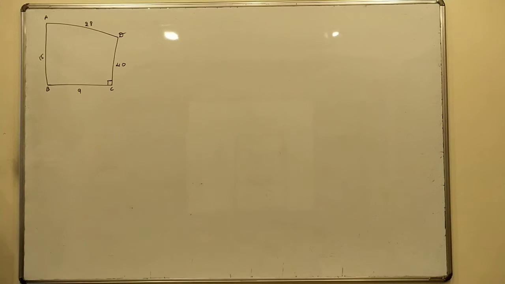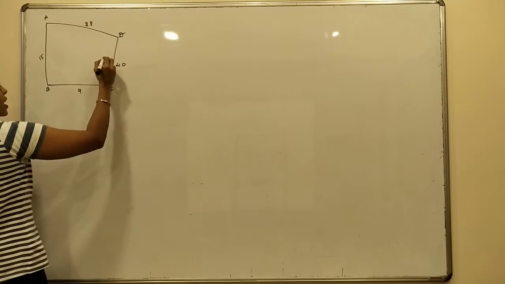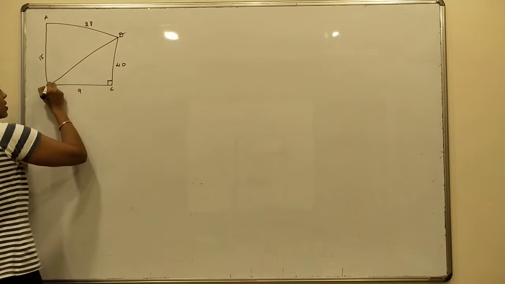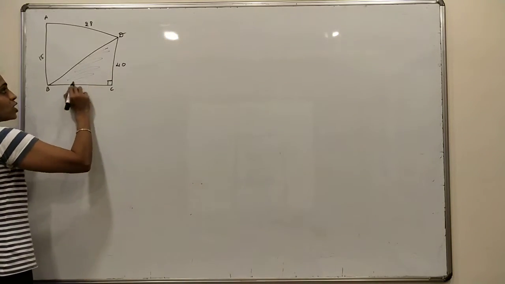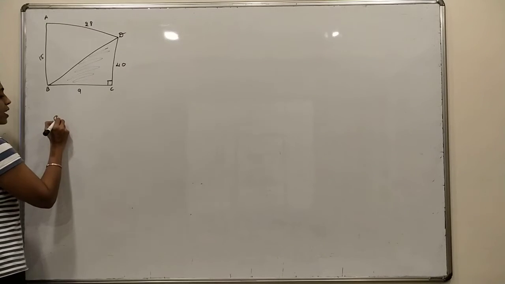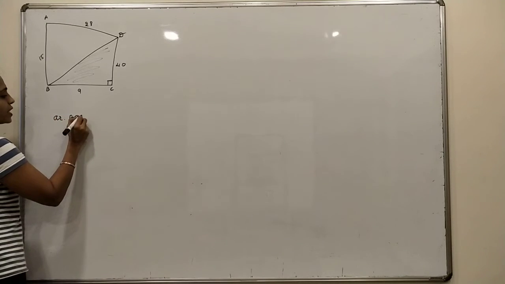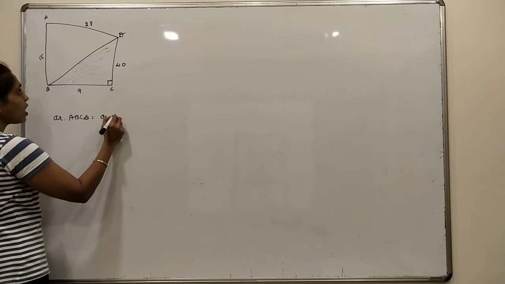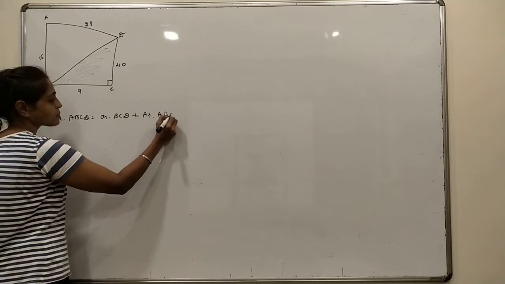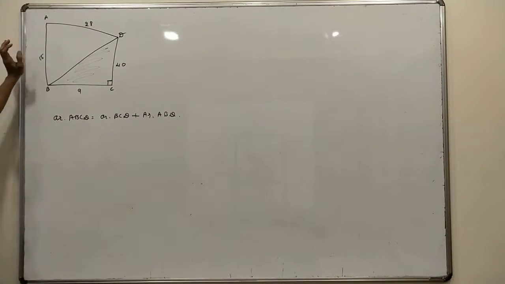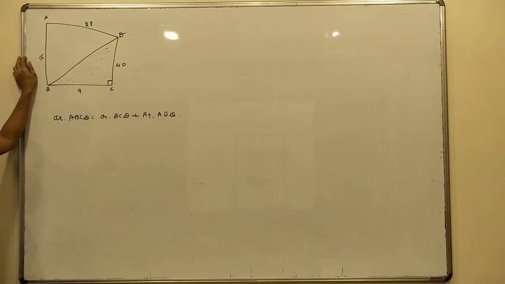Right? So how will we find it? Let's see, this is 90 degrees, this is 90 degrees, very simple, and draw a diagonal. So divide in two parts. Area of ABCD equals area of BCD plus area of ABD. This triangle plus this triangle. And the right angle triangle area is the simplest one.